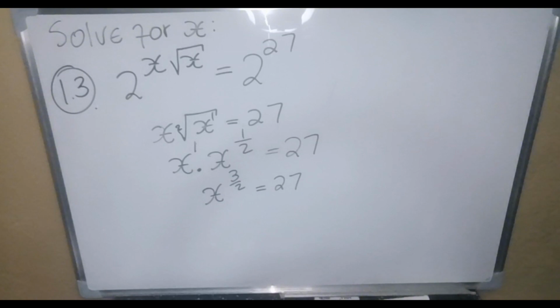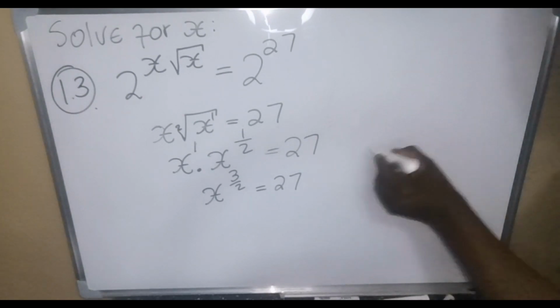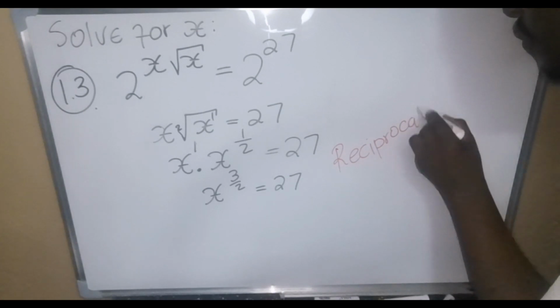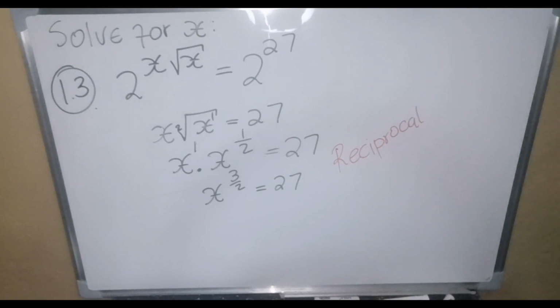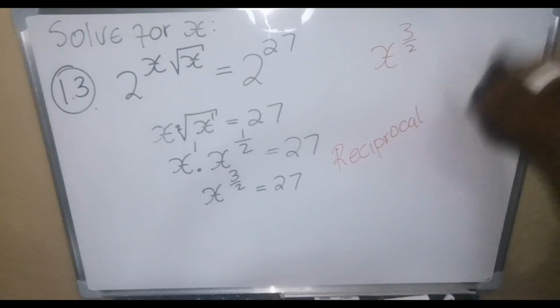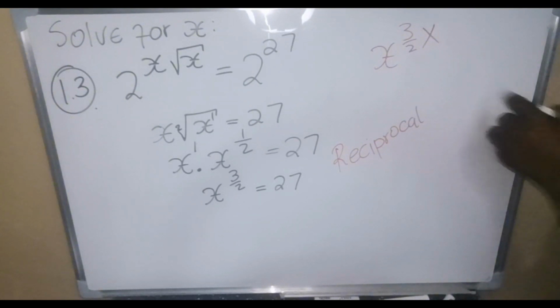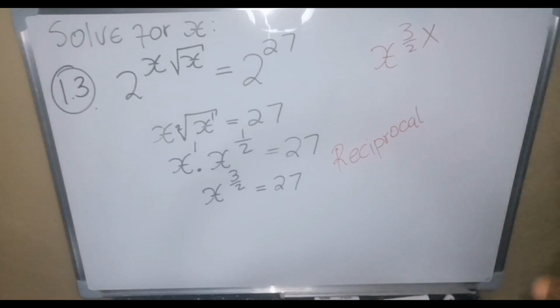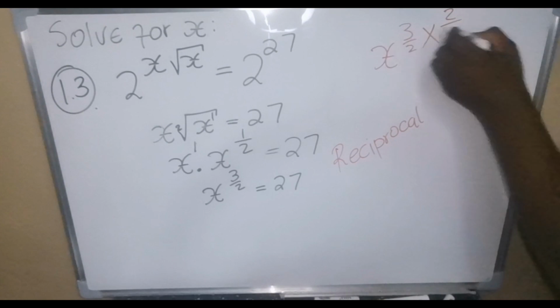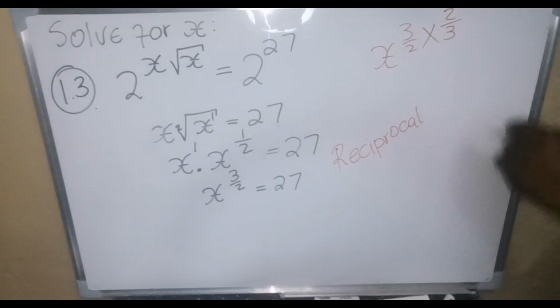When you arrive at this stage, you want to apply the concept of reciprocal. Basically, reciprocal says if you've got x power 3 over 2, you must multiply with its inverse, which means the numerator must be the denominator and the denominator must be the numerator. However, this 2 should be my numerator and this 3 should be my denominator. I multiply by its reciprocal.